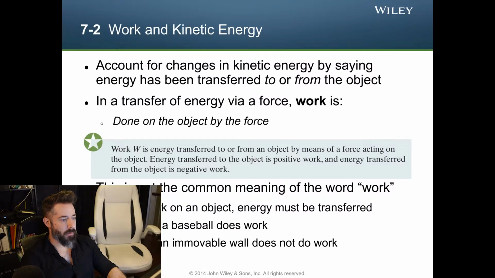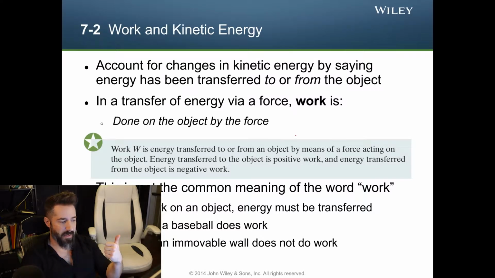So we've gone over energy. What is work? The definition is given here. In a transfer of energy via a force, work is done on the object by the force. So this more specific definition here, work, which is represented by W, is energy transferred to or from an object by means of a force acting on an object.